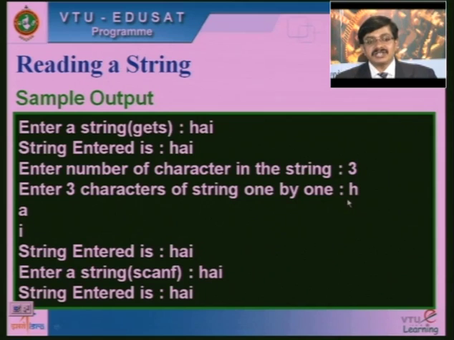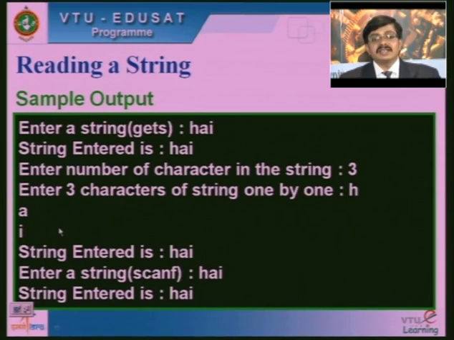First I enter h, which is read into the str of 0th location. Then I enter a, which is read into str of 1. Then I enter i, which is read into str of 2. Then when i becomes 3, str of 3 gets the null character. So the string entered is hai, printed via the printf statement.